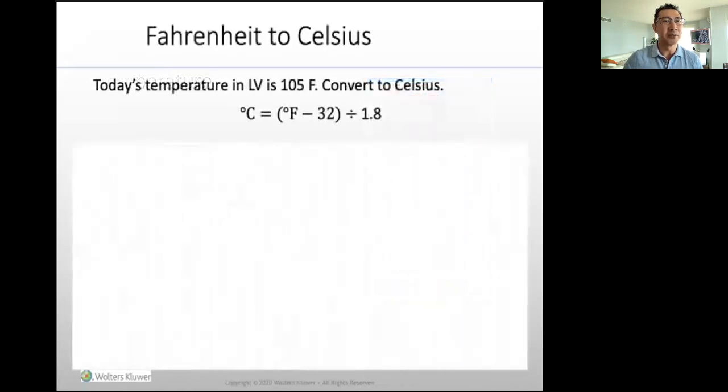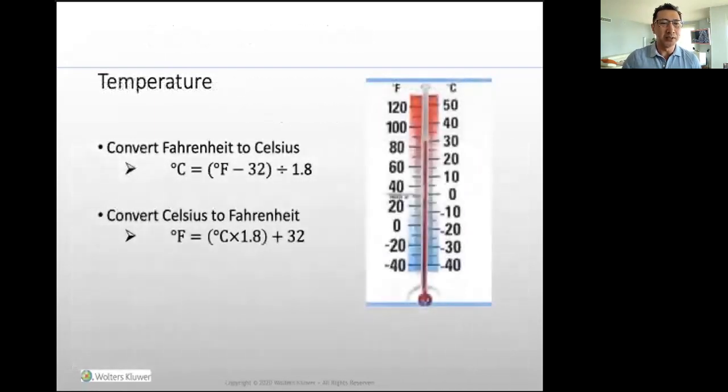So let's do some conversions. You probably already did this in one of your previous classes, but the formula is fairly straightforward. If I'm converting Fahrenheit to Celsius, it's Fahrenheit minus 32, divided by 1.8. And from Celsius to Fahrenheit, it's the inverse of the formula. So it's Celsius times 1.8 plus 32.